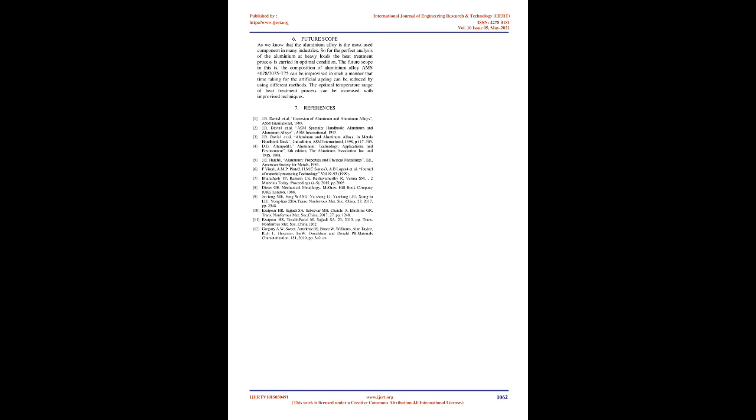6. Future scope: as we know, aluminium alloy is the most used component in many industries. So for the perfect analysis of aluminium at heavy loads, the heat treatment process is carried out in optimal conditions. The future scope in this is that the composition of aluminium alloy AMS-4078/7075-T75 can be improved in such a manner that the time taken for artificial aging can be reduced by using different methods. The optimal temperature range of the heat treatment process can be increased with improved techniques.